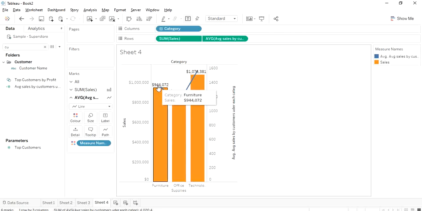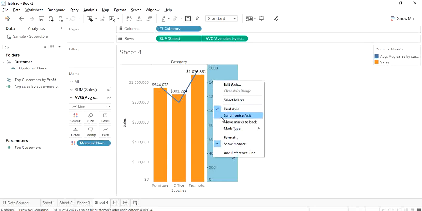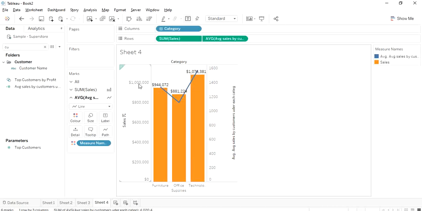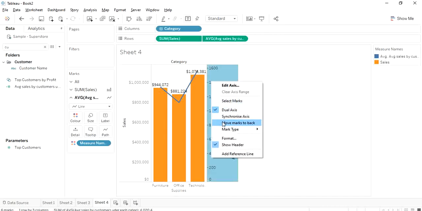So by default, it just tries to adjust the height, but there is an option. If you click synchronize axis, that means what? It will synchronize both axes for these two measures in a parallel way. So let me click this. But in that case, since these numbers are very small, average sales are very small in comparison to your actual sales, this will go absolutely down. So let me show you.